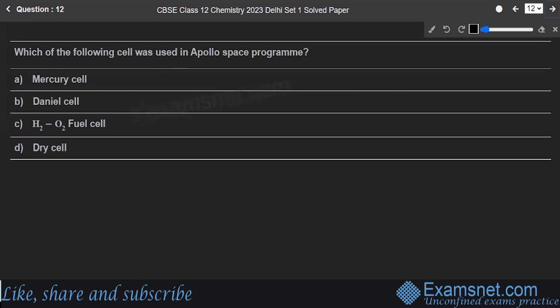Hope you understood that. Next is question number 12. Which one of the following cells was used in the Apollo space program? Mercury cell, Daniel cell, H2O2 fuel cell, or the dry cell? The right answer to the question is the H2O2 fuel cell. The product for this is H2O. This fuel cell gave water as the product, which was used by the astronauts for drinking purposes. And this is the right answer, option C.